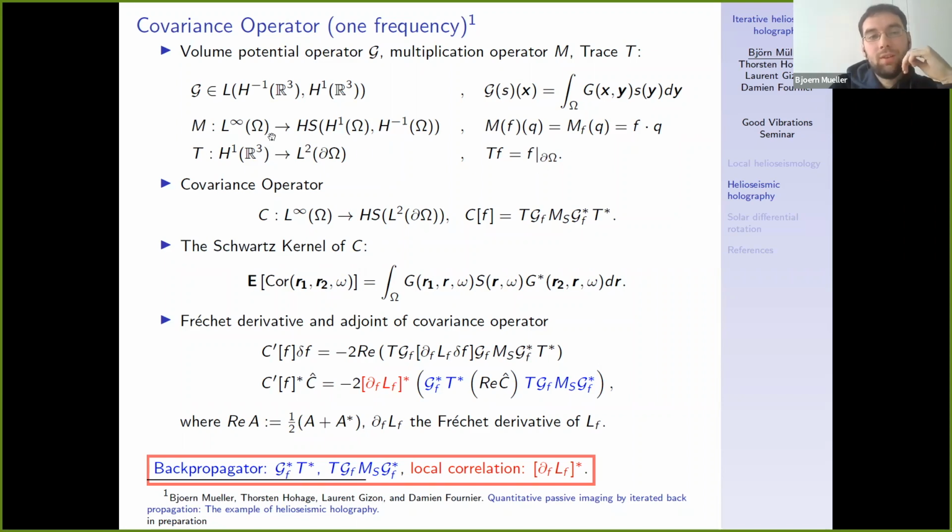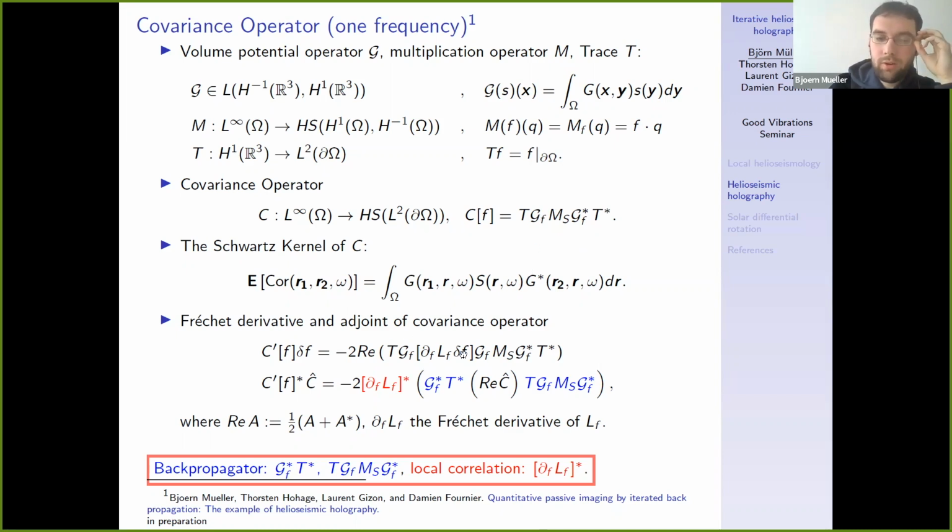And finally, we have the trace operator, which is just the evaluation on the solar surface. So overall, we can write down the covariance operator in this way. This is our volume potential operators here. And now if you look at the Schwarz kernel or the L2 kernel of this, it's what you know from helioseismology. So this is the connection between helioseismology and more the inverse problems community.